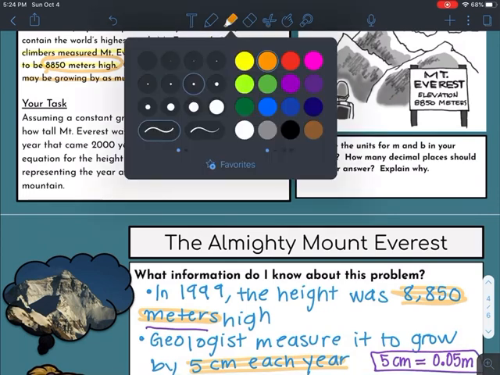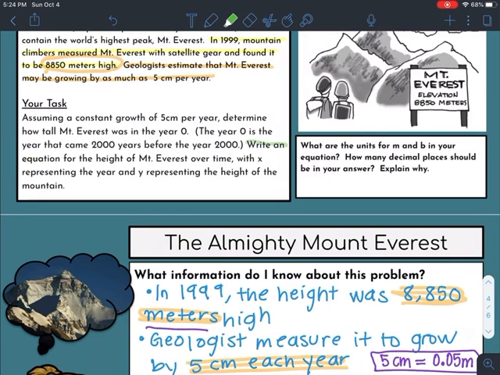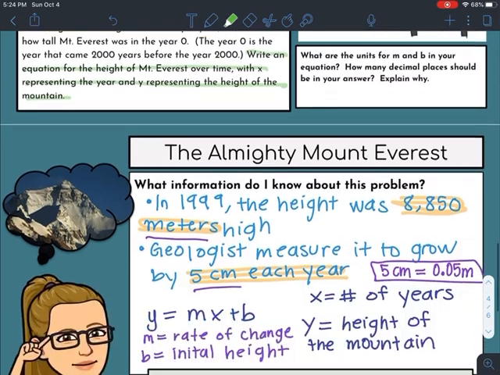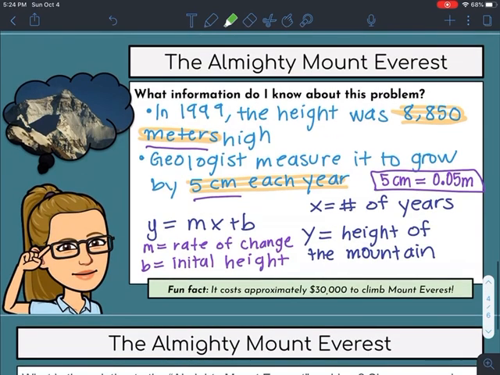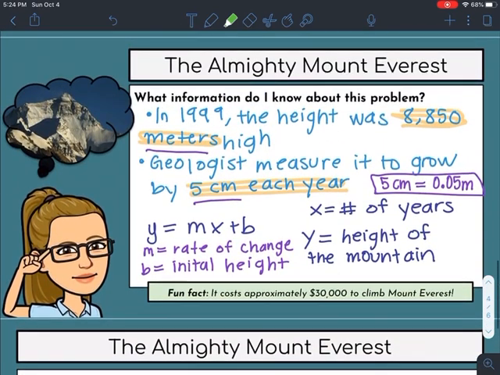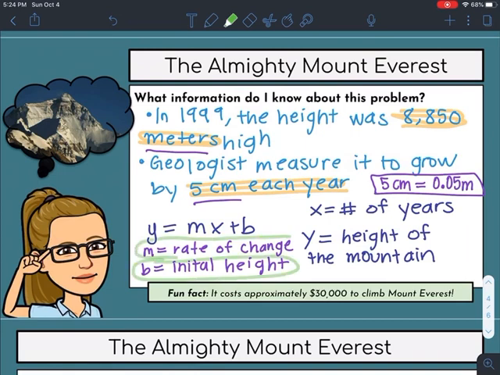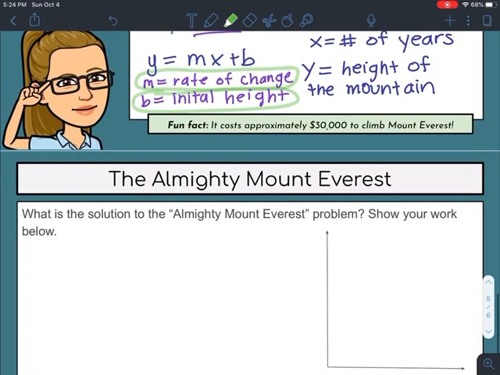We are trying to write an equation for the height of Mount Everest over time, with x representing the year and y representing the height. Given what I know, I'm going to start determining not only the initial height, but I also need to discuss my rate of change. So let's start filling in the equation with that information.